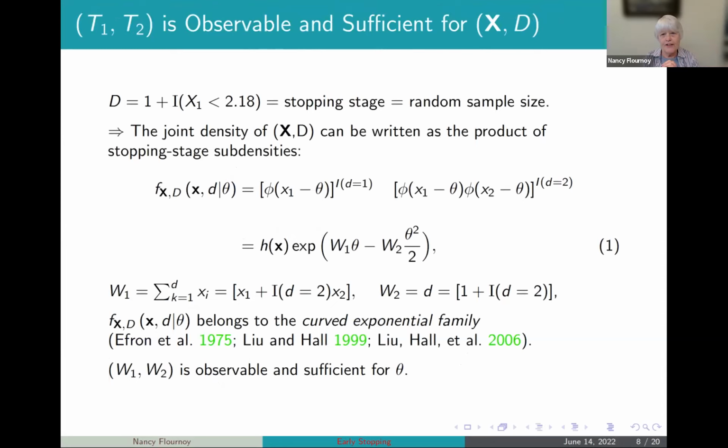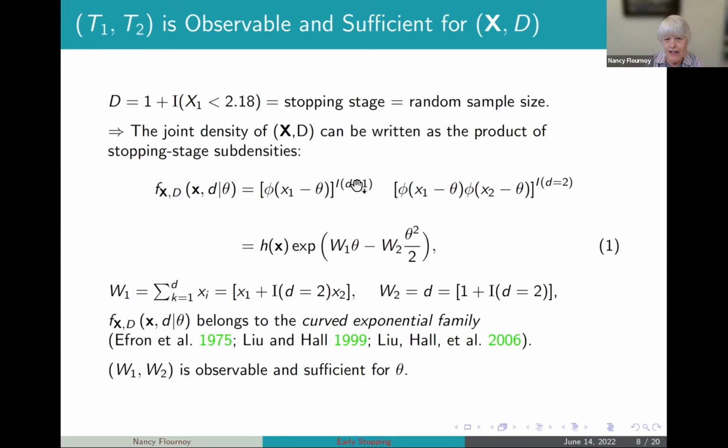Now, your 2 random variables are the 2 x's and your decision to stop, which for x equals 2 is the same as the sample size. You did your first stage, you got your first random variable, and you only get the second one if the indicator function x1 is less than 2.18. So the likelihood includes this information about stopping, and then you can write the total likelihood as this product.